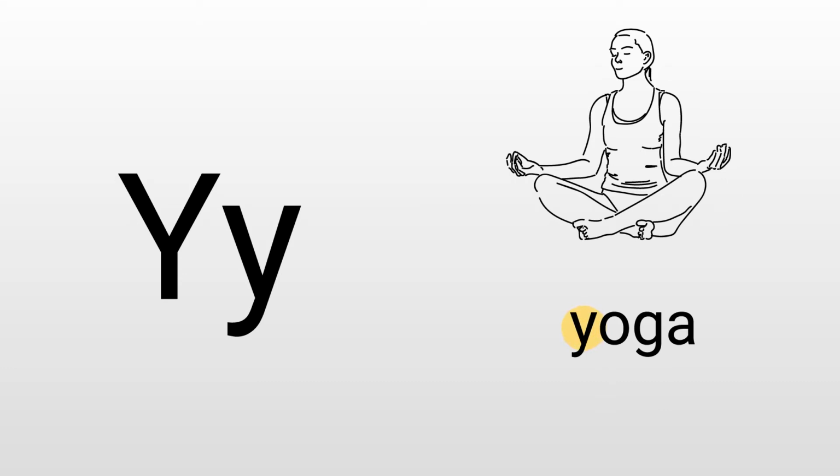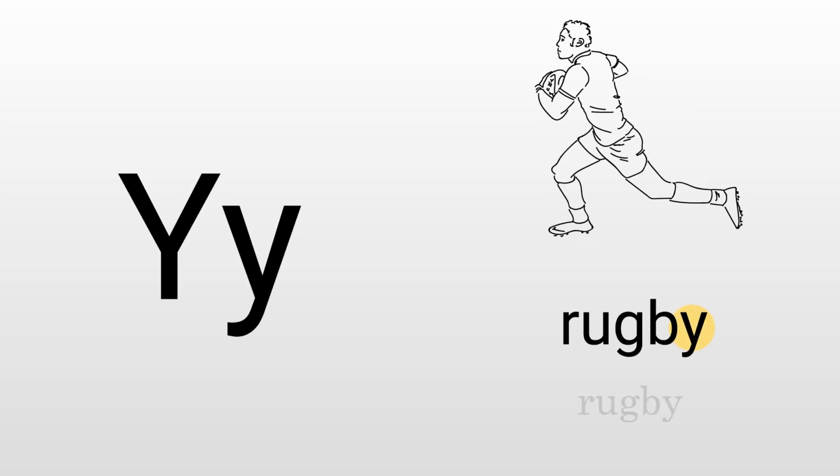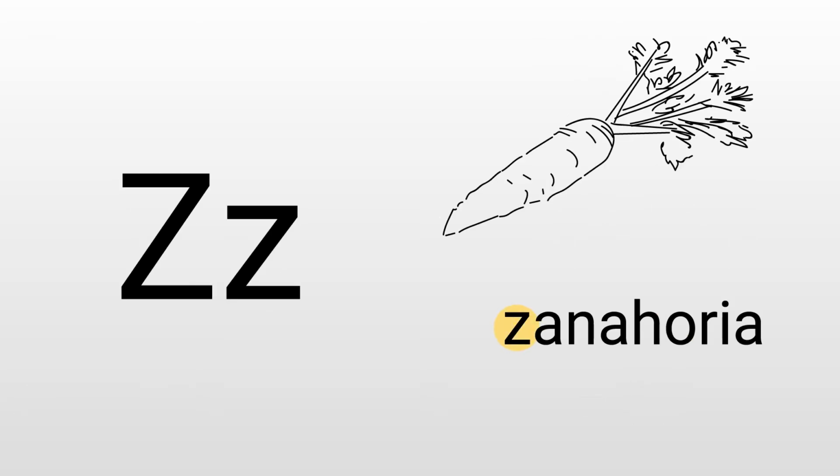Y sounds kind of like in English. In yoga, it sounds like the Y in jazz, but it sounds different when it comes at the end of a word, as in rugby. It sounds just like letter E in Spanish. And finally, Z, as in zanahoria or corazón, sounds just like S in English, as in sand or sane.